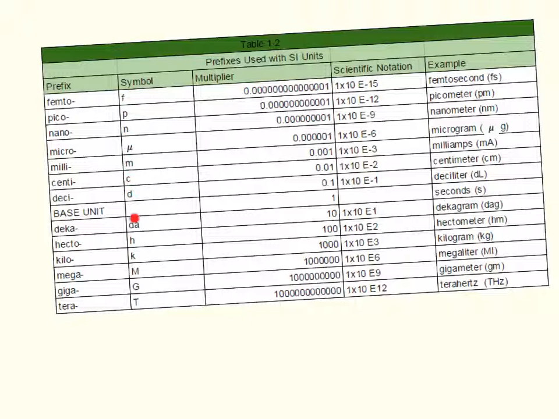Here is the symbol for the metric prefix. In this section, this is the multiplier times the base unit. So for example, 1 decameter would be 10 of the base unit, so 10 meters. Scientific notation, this is the number written in scientific notation. For example, if you look at deci, it's 0.1. In other words, 1 times 10 to the negative first. And then in this last column are examples of metric prefixes attached to their base unit.